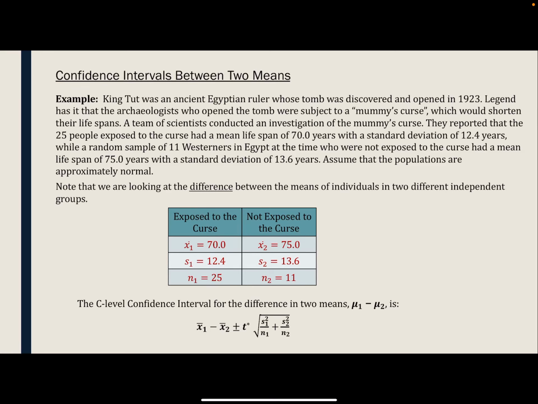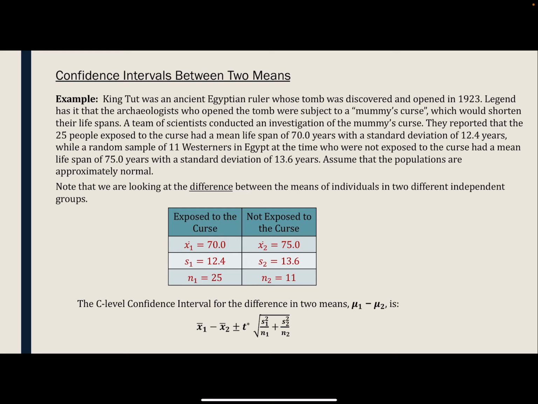Hi everyone. In this video, we're going to be looking at the hypothesis test and the confidence interval for the difference between two means. So we have King Tut, an ancient Egyptian ruler whose tomb was discovered and opened in 1923. Legend has it that archaeologists who opened the tomb were subject to the mummy's curse, which would shorten their lifespans. A team of scientists conducted an investigation of the mummy's curse.